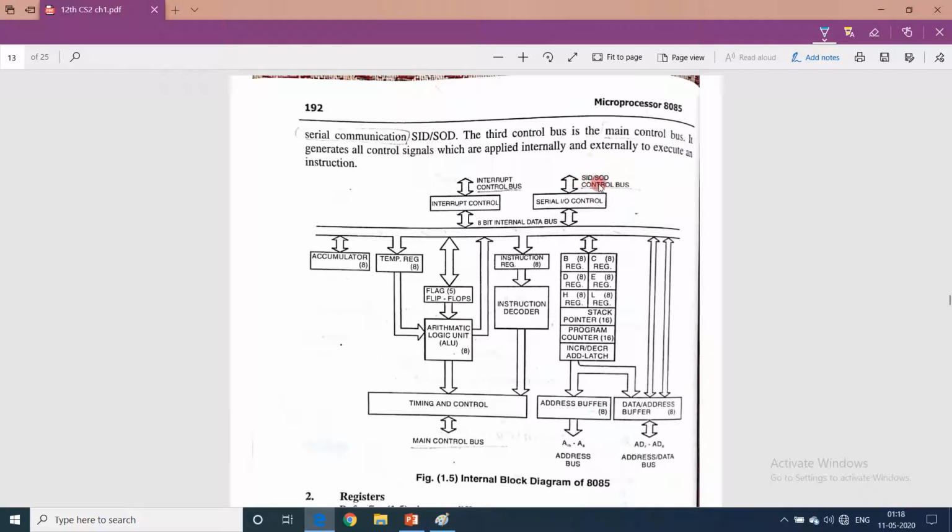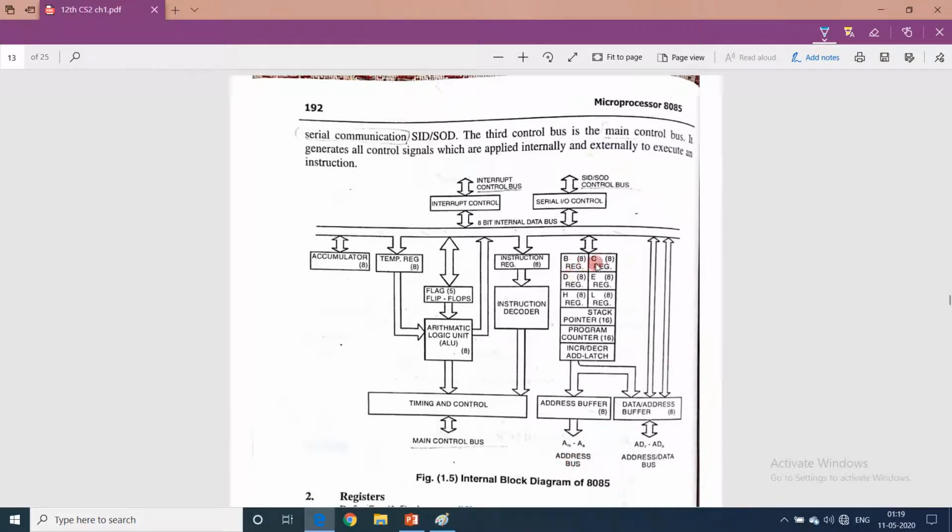SID is serial input data, SOD is serial output data, if you remember. So for serial input data and serial output data also we need the control bus, and for timing and control operations we need the control bus. So there are three types of control bus shown here. This is the 8-bit internal data bus. This is AD7 to AD0, address data bus multiplexed, and A8 to A15. This is the address bus.